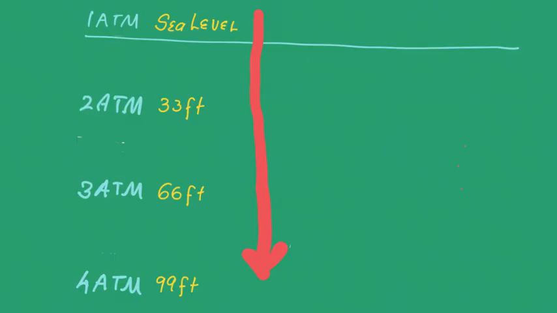The solubility of nitrogen can change profoundly in the ocean depths. Let's see how that happens. At sea level, atmospheric pressure is considered to be 1 atmosphere. At 33 feet below sea level, the atmospheric pressure doubles. At 66 feet, it triples. At 99 feet, the atmospheric pressure is 4 times that of the atmospheric pressure at sea level.